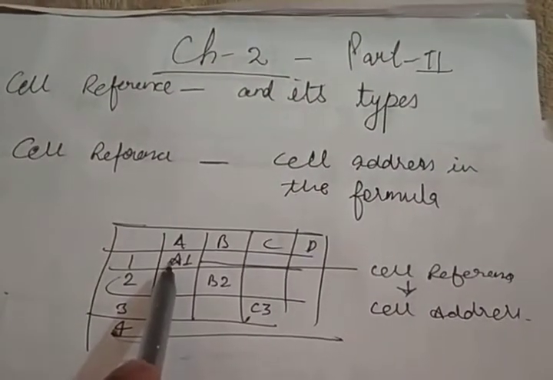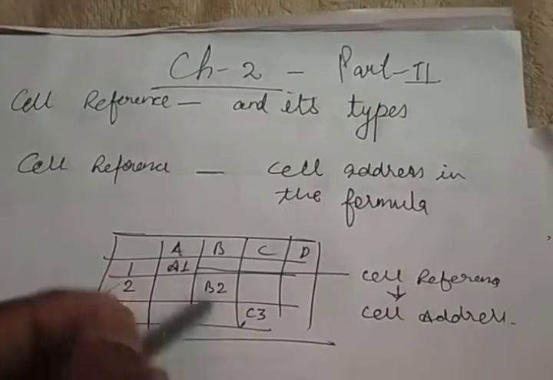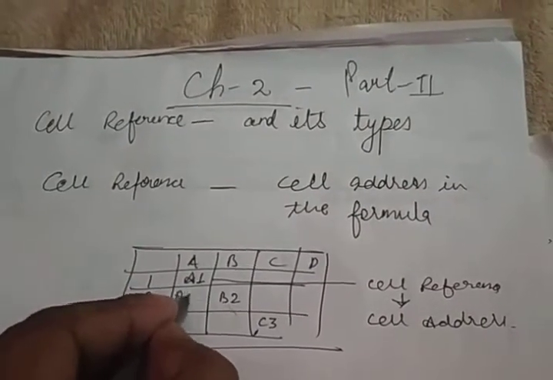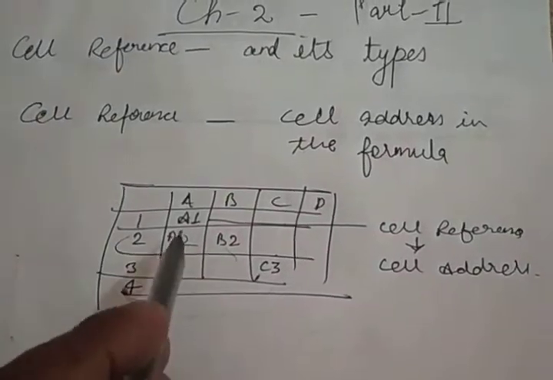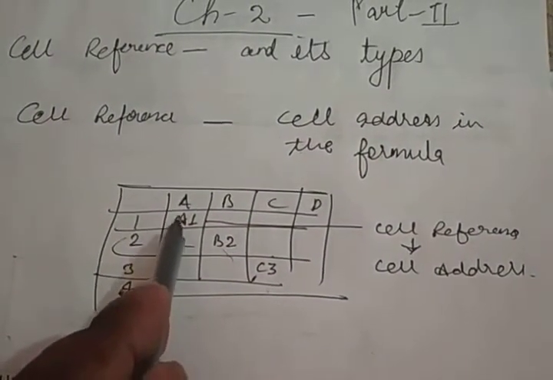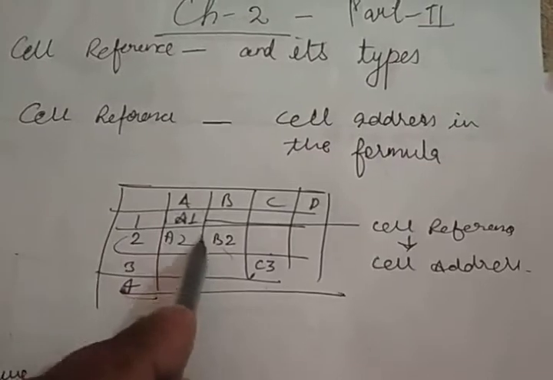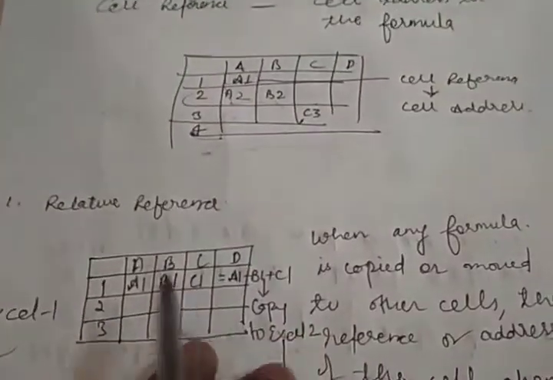This is A1, likewise this will be A2, A3, B1, B2, B3, C1, C2, C3, likewise. So this is the cell address. The cell address of this cell is A1. The cell address of this cell is A2. So cell address or cell reference is the same thing. Now, types of cell reference.